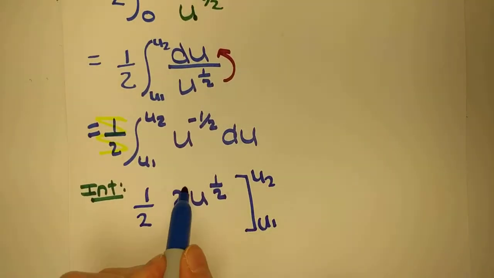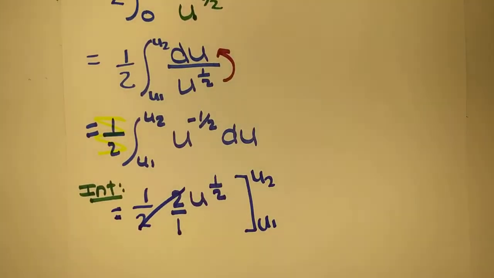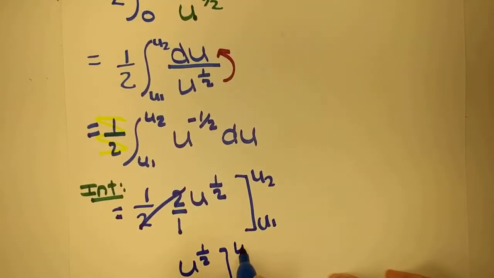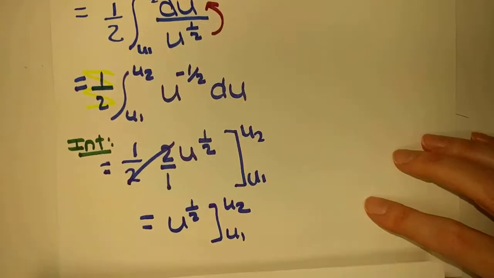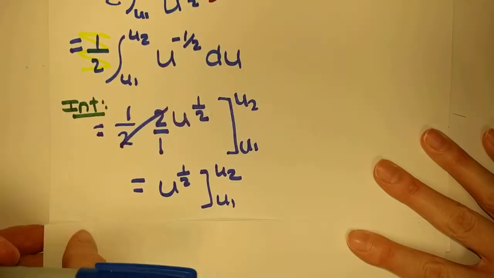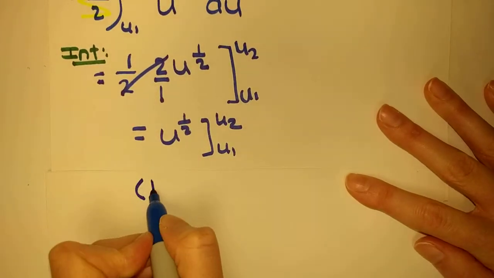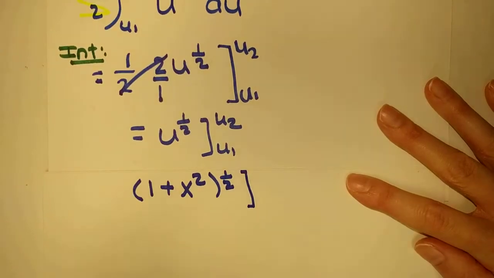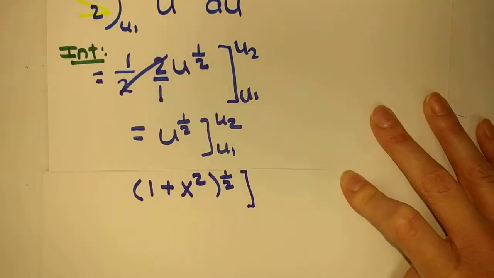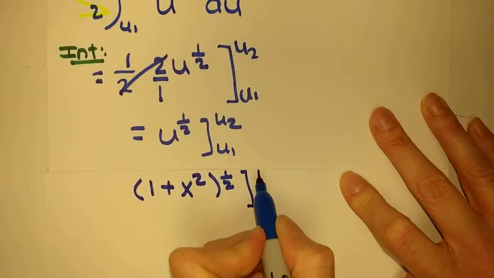All right, so then I would notice that these 2's cancel out, and so I am looking at u to the 1/2 and then u1 to u2. All right, so now that I've integrated, I'm going to plug in my definition of x based off of u. So u was equal to 1 plus x squared. So I'm going to plug in 1 plus x squared to the 1/2 power. And now that I'm back in terms of x, I'll plug in the bounds from 0 to 1.